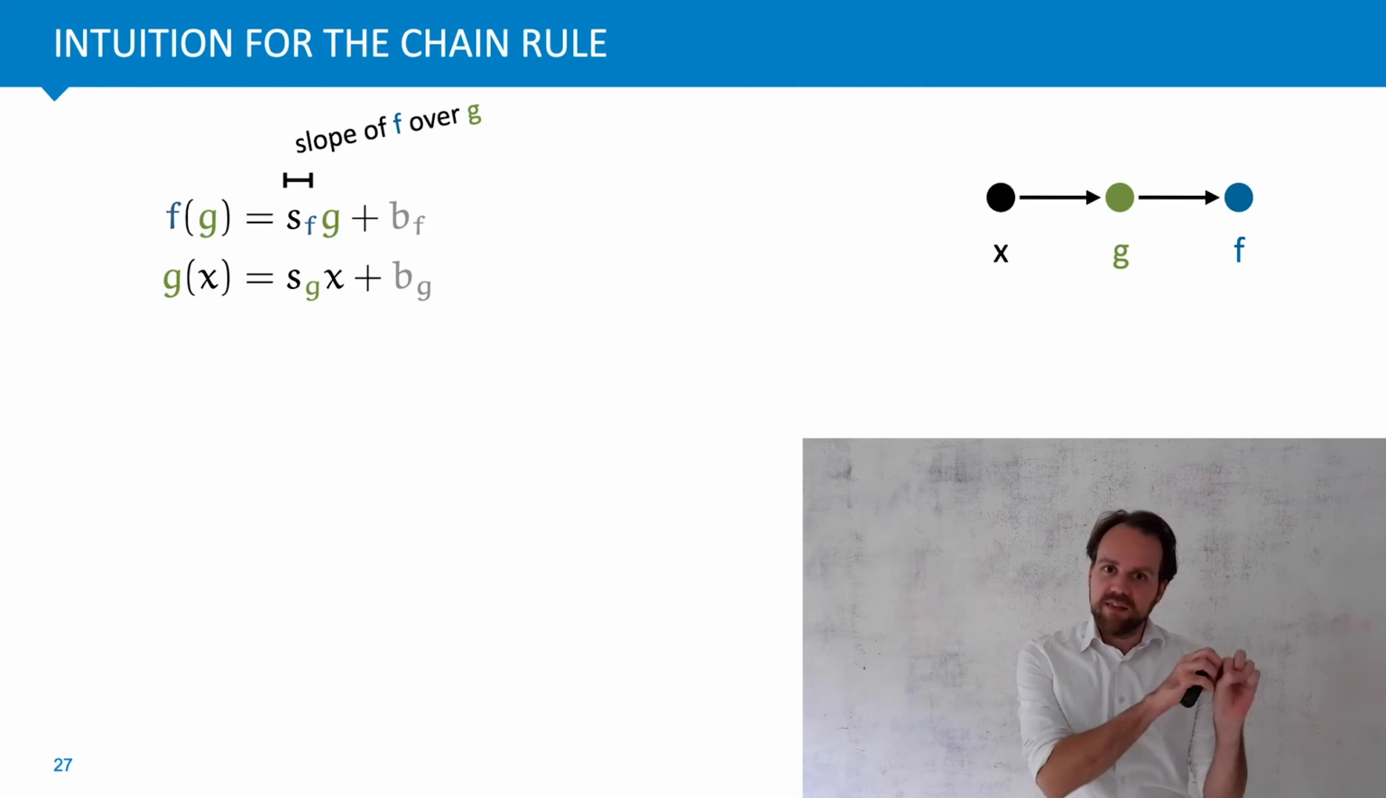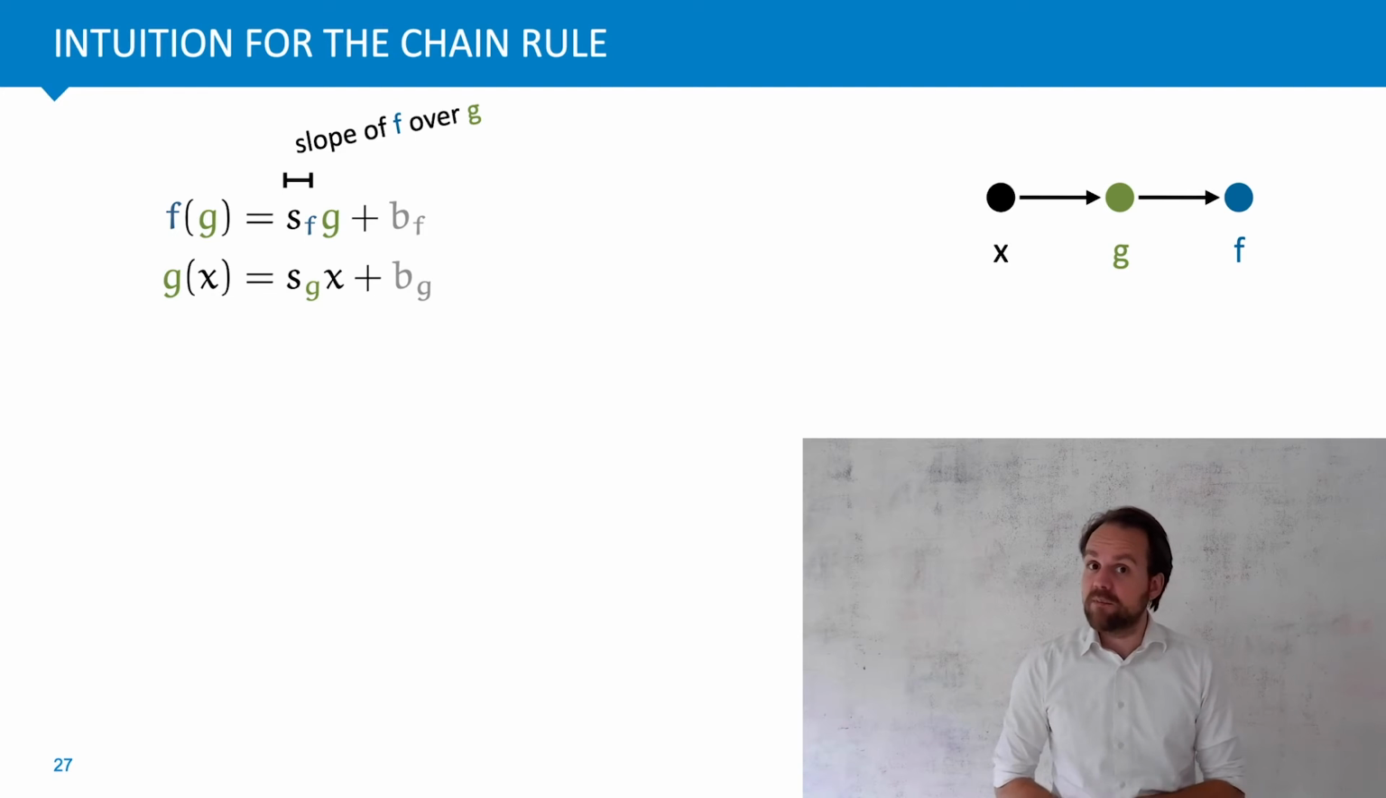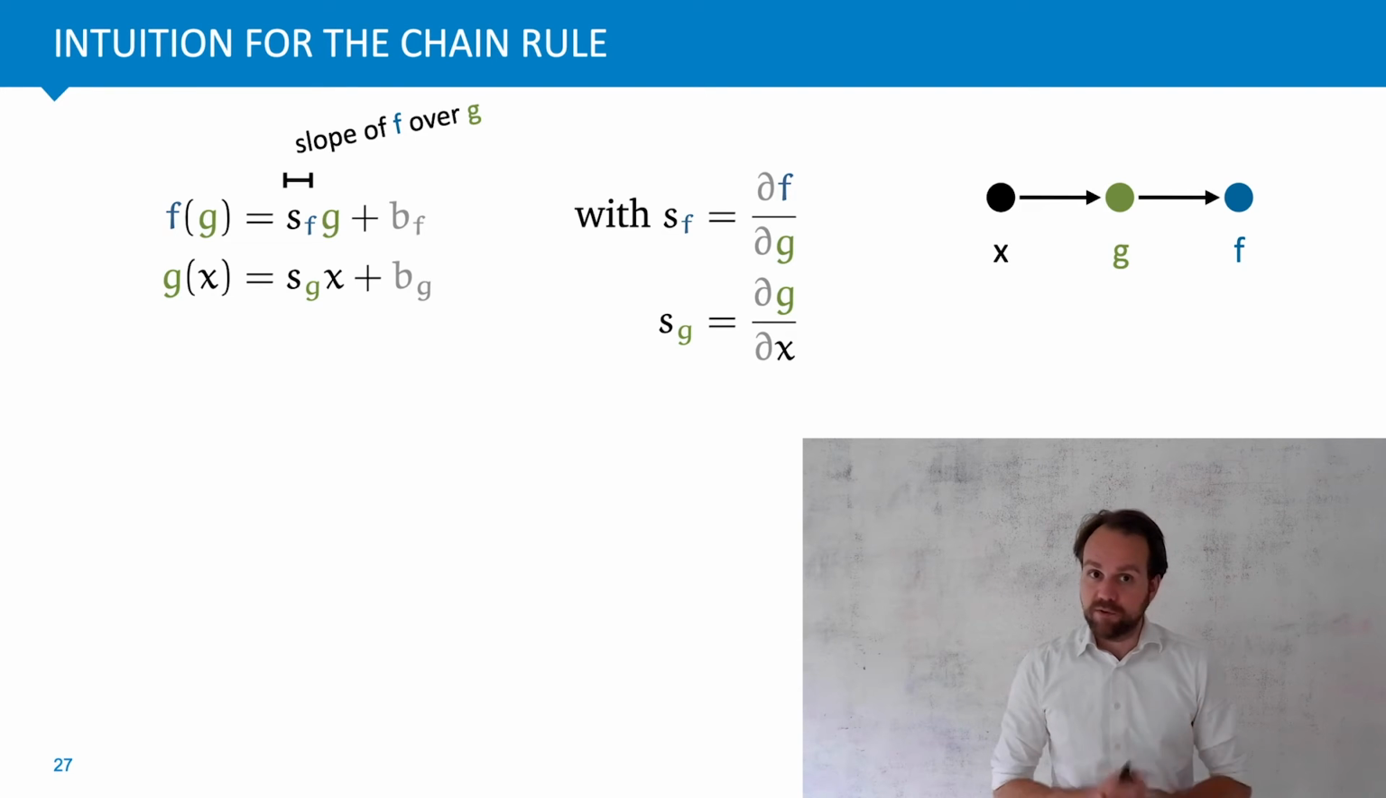So within that local approximation, we can treat them as linear functions, and we can assume that there is some slope SF, and some BF that defines that linear function. And that slope, of course, is the derivative. So SF is the derivative f over g, and SG is the derivative g over x.